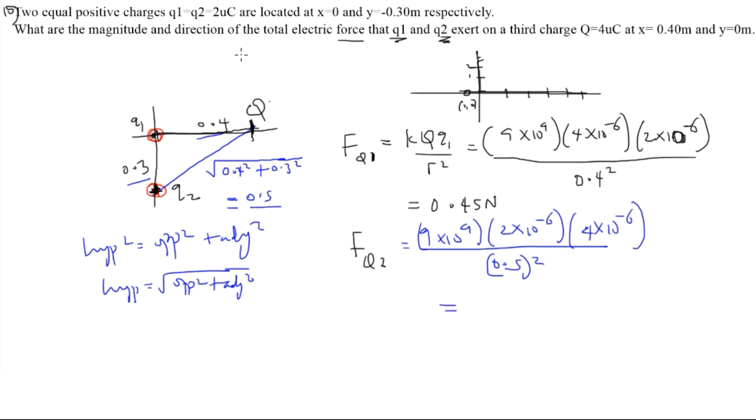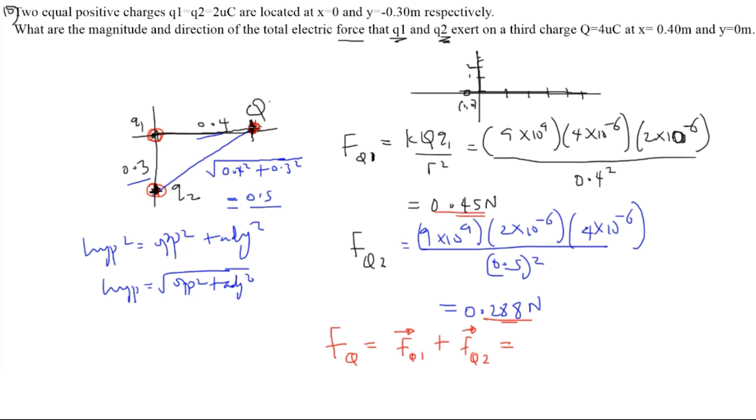So finally, we should have 0.288 Newton. Now, to find the total force acting on Q2, the resultant magnitude, remember force is a vector quantity. The total force on charge Q is supposed to be the vector form of force Q1 plus the vector of force Q2. We already know the magnitude of Q1, that's 0.45, and the magnitude of 0.288. So let's see their directions.